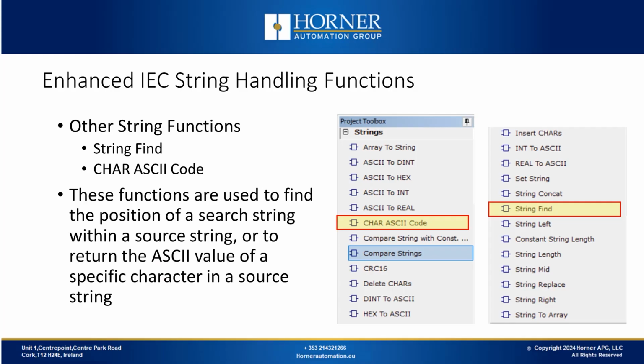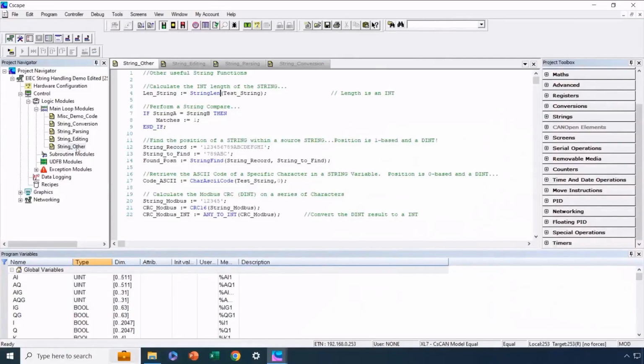Next, we will look at the string find function. We can use this function to find the position of a series of characters called a search string in an original string. We will also look at the character ASCII code, which we can use to specify the position of a search string within a string. Now we will return to Cscape.